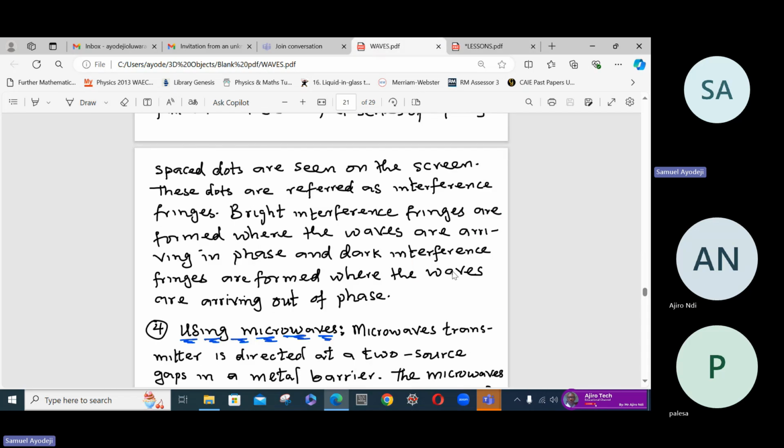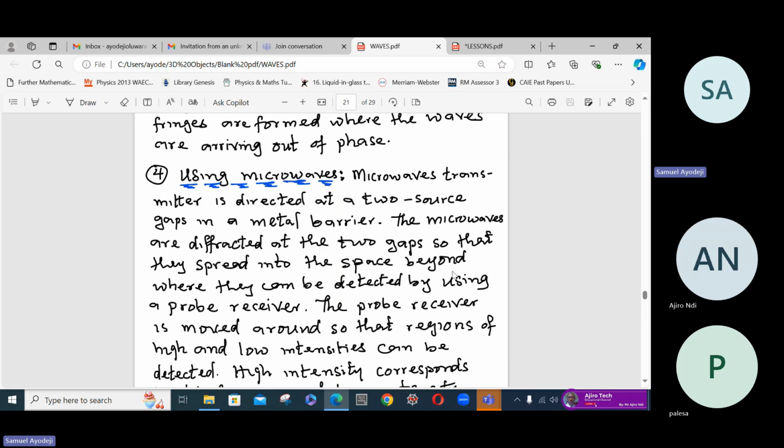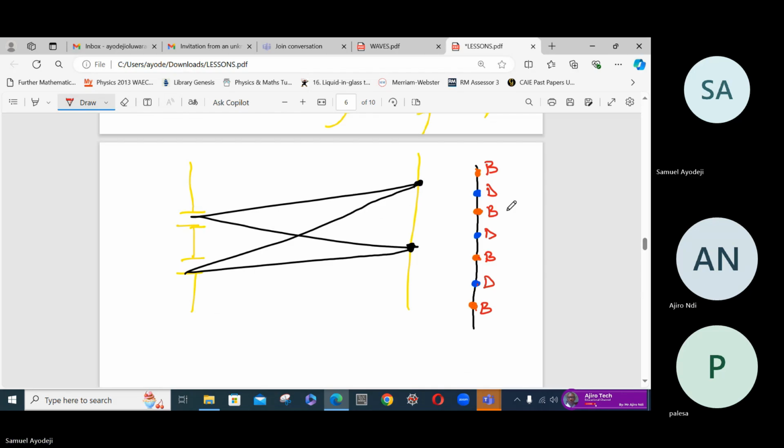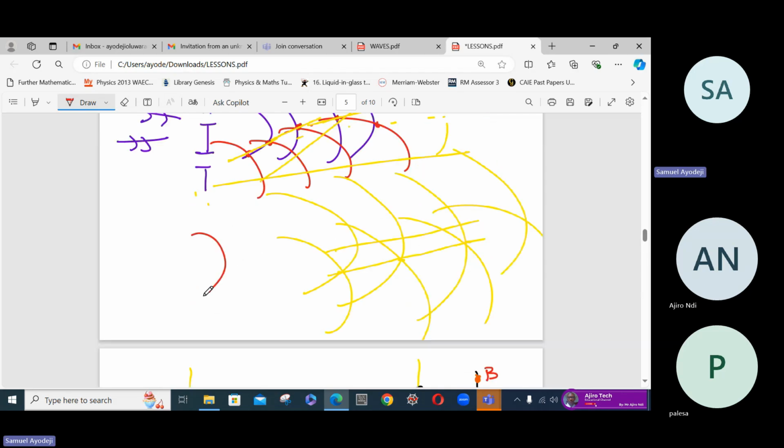The fourth one, which is the last one under the experiment here, is using microwaves. A microwave transmitter is directed at two gaps in a metal barrier, and the microwaves are diffracted at the two gaps. The first thing that occurs is diffraction. It is going to bend like this, and another one will bend like this. Both are saying the same thing, just in different ways.